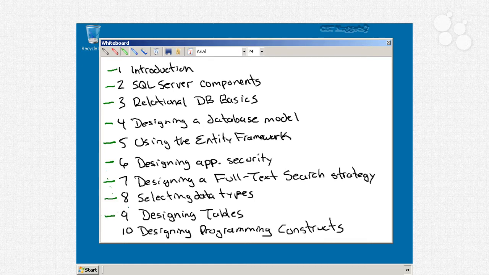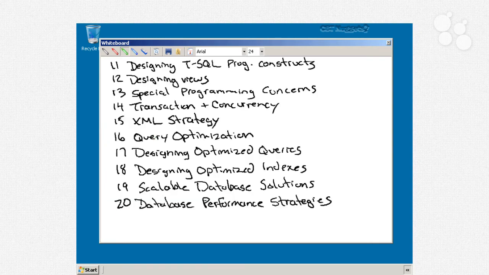In Nugget 9, we'll start designing tables, and that's where we'll also get into the idea of normalization, breaking your data down so that you have a minimum amount of data redundancy, but still good for performance. And then in Nugget 10, we'll start talking about designing programming constructs, whether it be stored procedures or types or user-defined functions or triggers. And we'll also talk about the difference between T-SQL constructs and .NET Framework Common Language Runtime constructs.